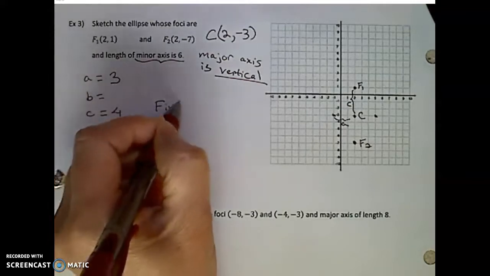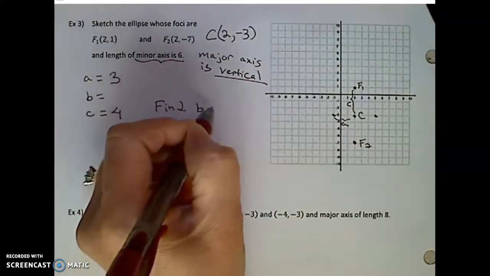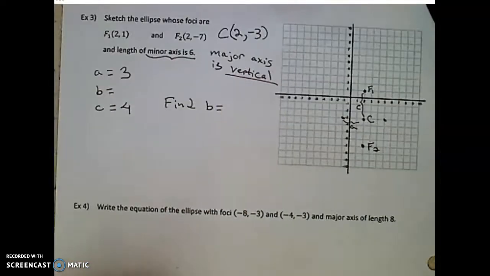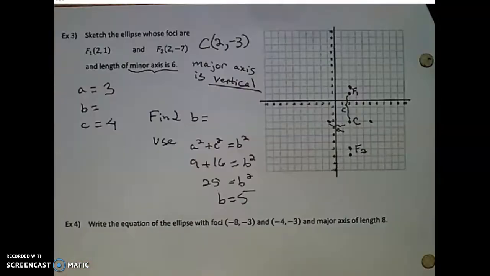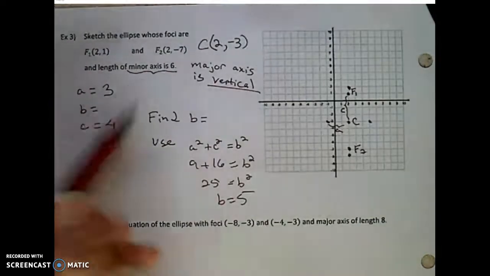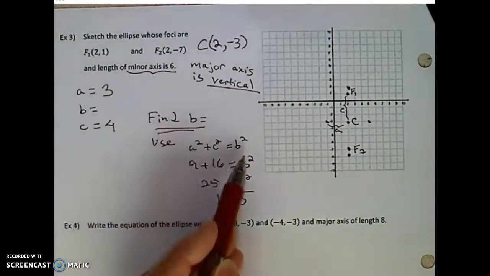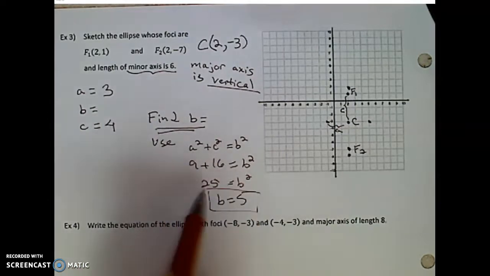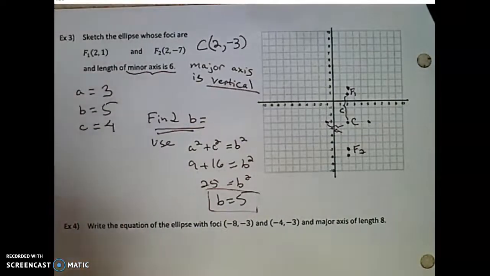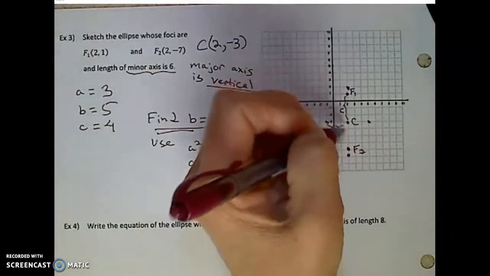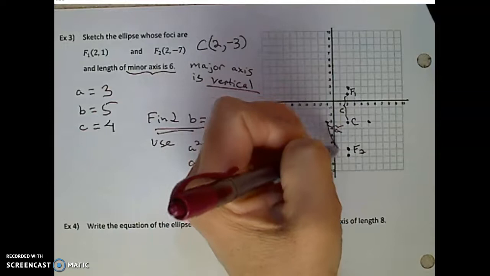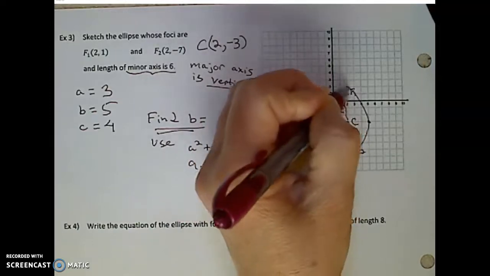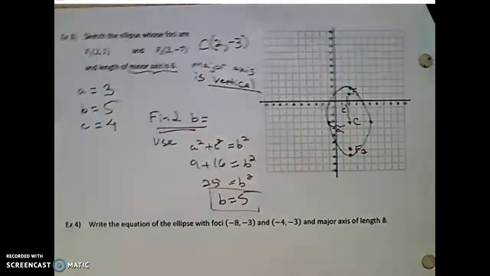Take a moment, if you would, to find B. And that'll be up, down from center. Okay, with a vertical major axis, B is the biggest. So I'm going to use B squared is equal to A squared plus C squared. Plug in A squared and C squared, and I find that B is equal to 5. So to sketch this ellipse, I must go up 5 from center, down 5 from center, and then connect those points. And there's my vertically stretched ellipse.